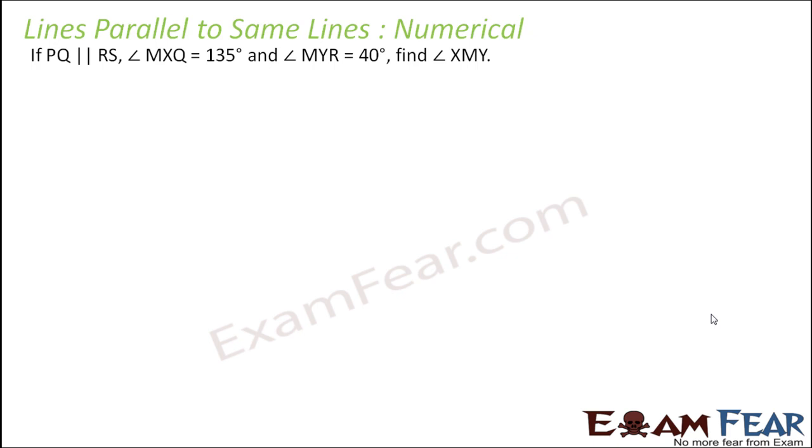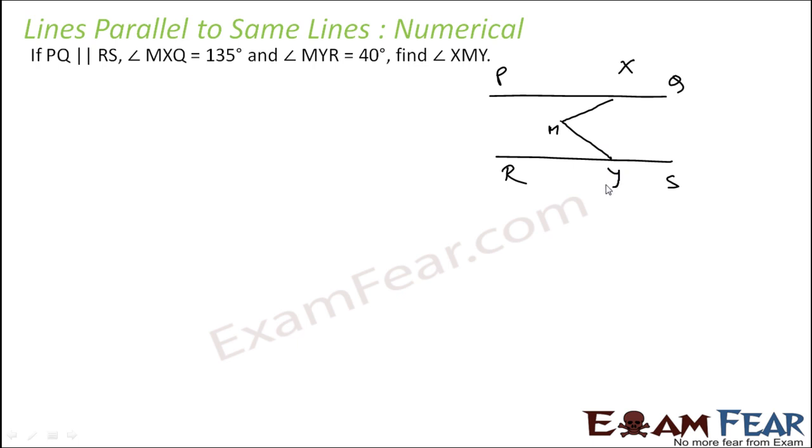The question says that if PQ is parallel to RS and angle MYR is equal to 40 degrees, find angle XMY. The picture is not given. Let me draw this. This picture will be given to you in the exam, so nothing to worry. There is a line PQ, there is a line RS. They are parallel, and there is a point M somewhere. This will join this point, this will join this point, and this is X and this is Y. It is given that angle MXQ is 135 degrees and angle MYR is 40 degrees. Please note this figure will be given to you in the exam, so don't worry about this. You have to find angle XMY.